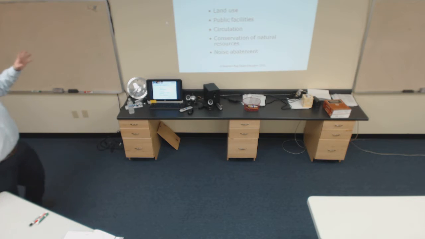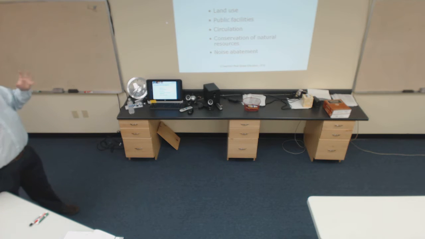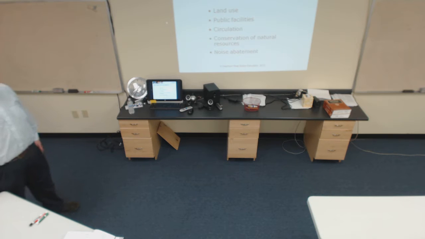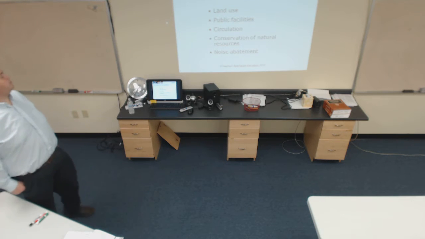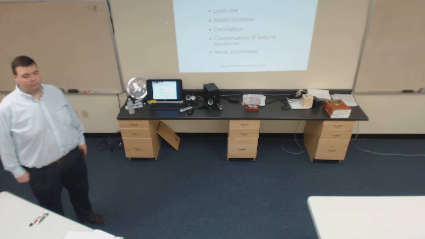Now, these are the things that the master plan has to outline. What are we looking for? Land use. What is the land in each area going to be used for? Where are the public facilities going to be? Things like fire stations, police stations, city hall, courthouses. Circulation. What do we mean when we say circulation?